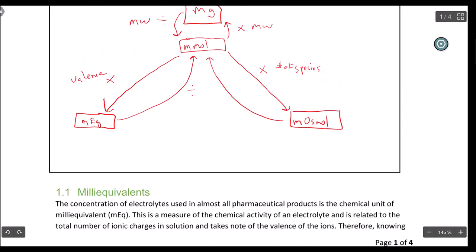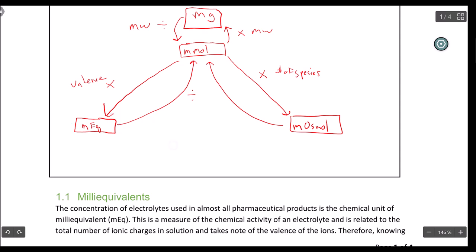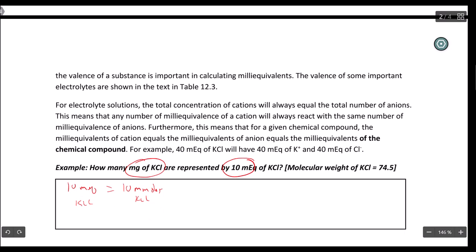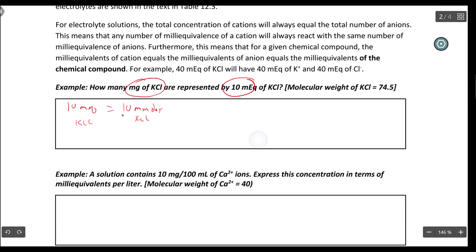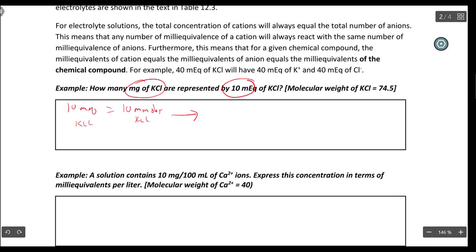10 MEQs gives me 10 millimoles because I divided by the valence, divided by 1. Now I want to go from millimoles to milligrams. How do I go from millimoles to milligrams? I multiply by the molecular weight, as you see here. Multiply by molecular weight, and we go from millimoles to milligrams. Take the molecular weight of the compound, which is given to me. So I'm going to say 10 times the molecular weight, which is 74.5.